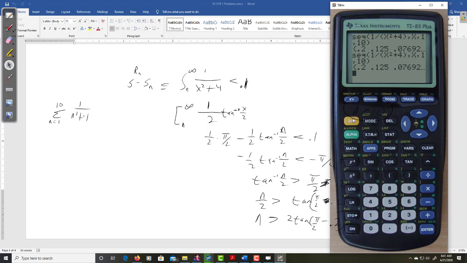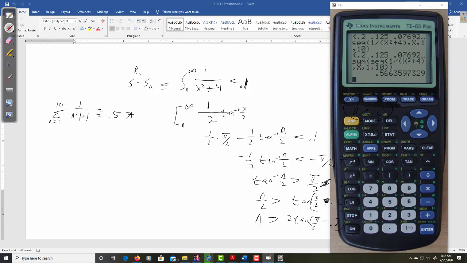So you go back into the list menu, go to sum. Actually, let me get my previous answer here so I can add on to it. There we go. Insert second list, our sum, and then close it. So we get approximately 0.57. And that is our answer. That's within 0.1.